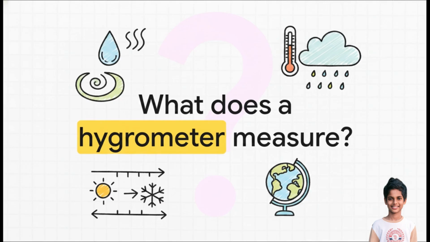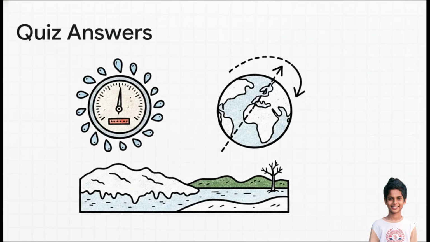I'm going to pause for just a few seconds. Try your absolute hardest to shout out the answers before I reveal them. Ready? Okay, let's check how you did. Number 1, a hygrometer measures the relative humidity of the air. Number 2, the Earth's tilt is exactly 23.5 degrees. And number 3, the climate has not remained the same.